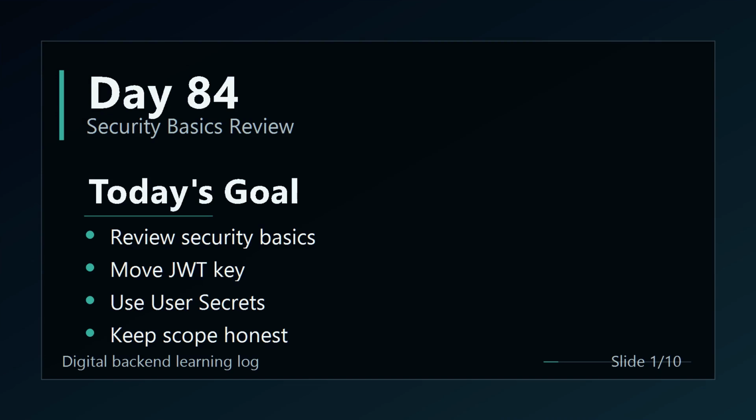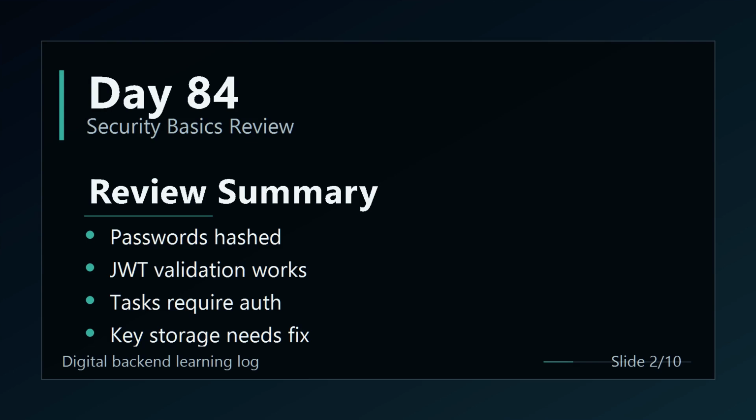Day 84 reviews JobTrackr security basics. Password hashing and JWT validation are mostly in place, but the local signing key must move out of tracked app settings and into .NET user secrets. The review shows passwords are hashed, login verifies password hashes, JWT validation checks issuer, audience, lifetime, signature, and key, and tasks require authentication. The tracked key storage is the fix for today.